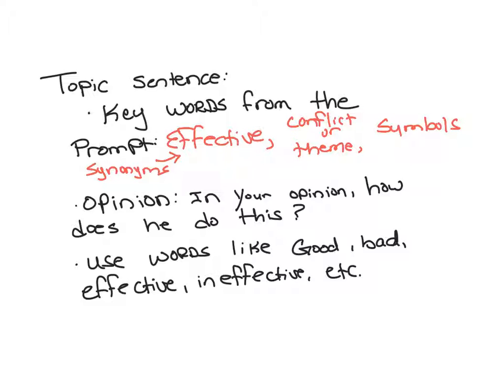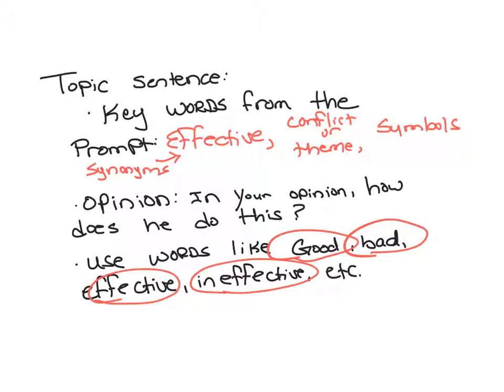You're going to use words in your paragraph like good, bad, effective, ineffective, etc. You have those words, you're on the right track. If you don't have those words, you're not actually writing on the prompt, because the prompt is, did he do a good job? Was he effective in showing us the conflict or the problem? There's more than one problem here.